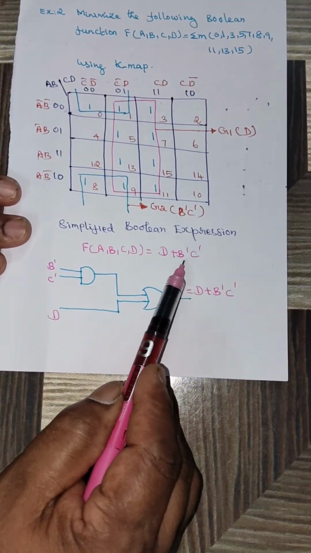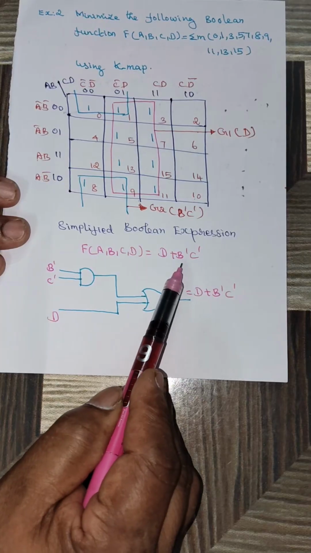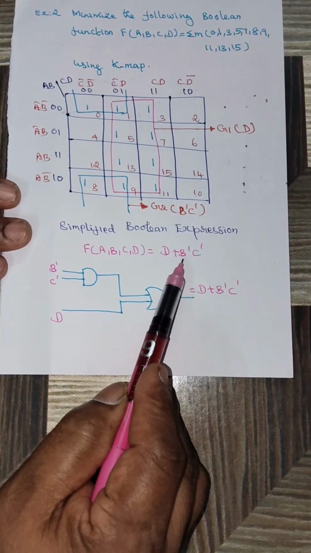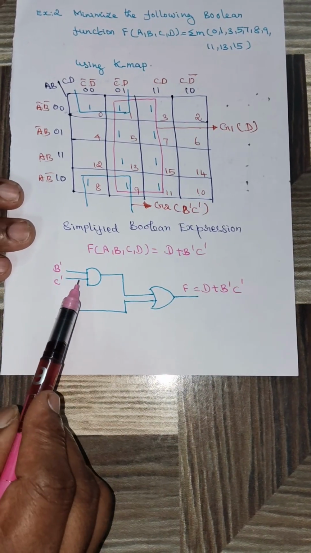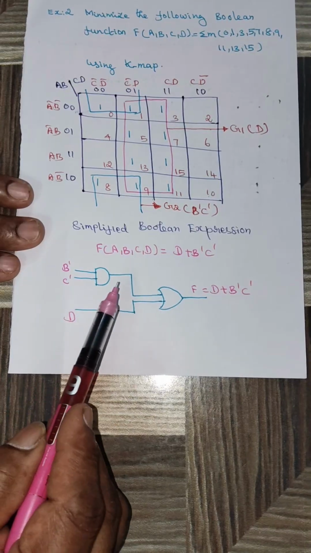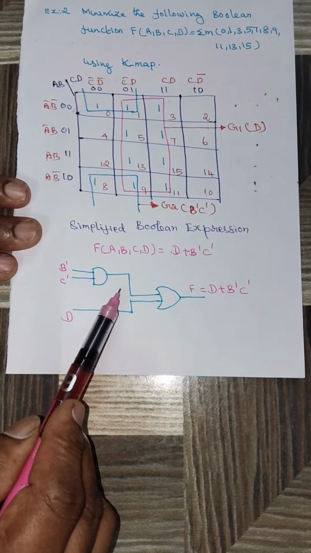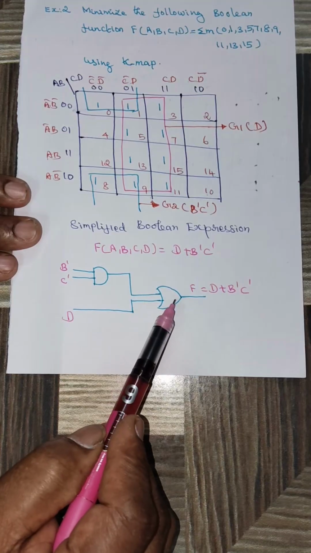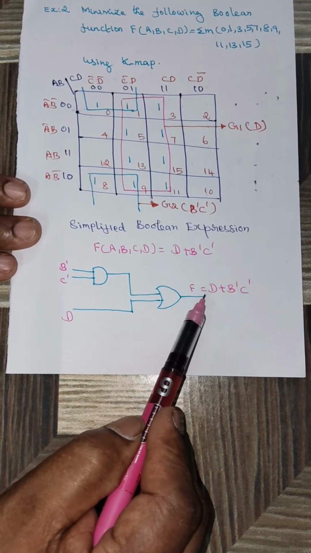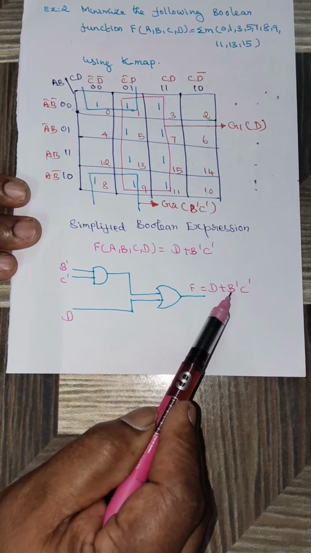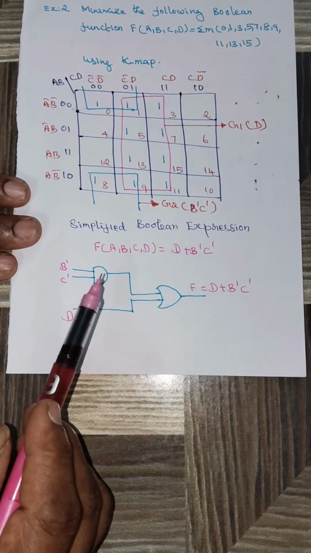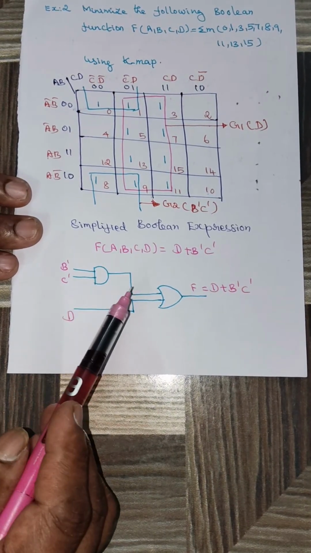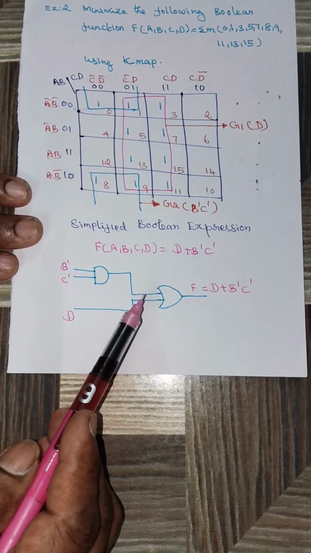You see here only one product term is there, which is b bar c bar. So for that we have to take one 2 input AND gate, and along with the output of this AND gate, d is combined and it is applied to an OR gate. So the final output will be F is equal to D plus B bar C bar. In this way we can implement every SOP function using AND OR logic.